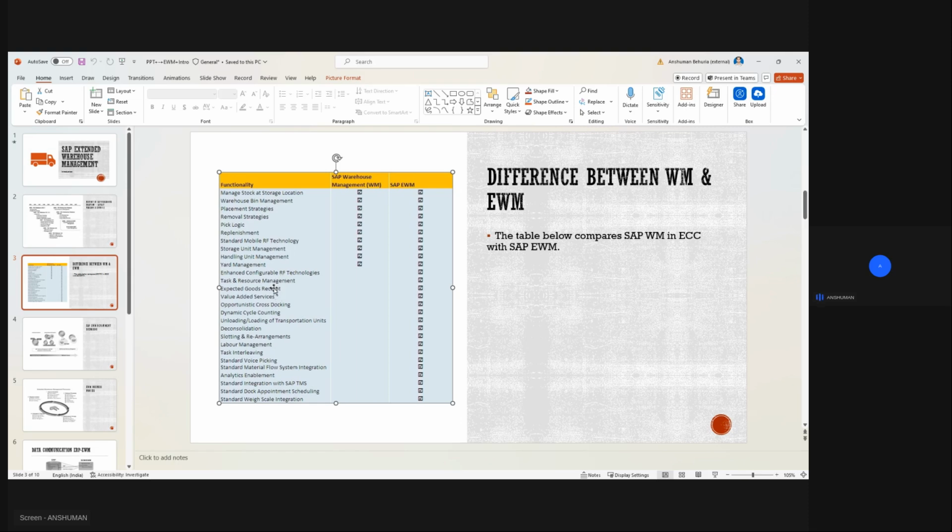Other than that, every solution which is there, here you can see value added services, cross docking. These kinds of things are there in the SAP WM, but as a standard functionality. It is a limited functionality. You can use it, but it is not very helpful. But in the SAP EWM, these functions have a lot of practical usability. That is why SAP EWM is very much in demand in warehouses right now.